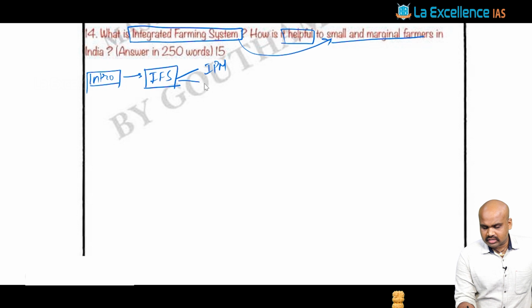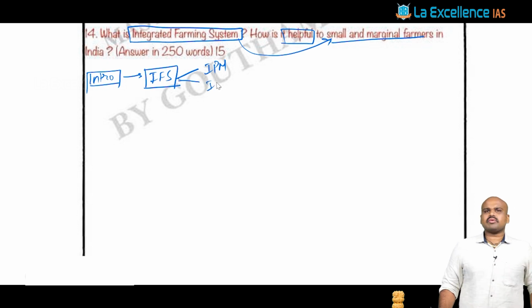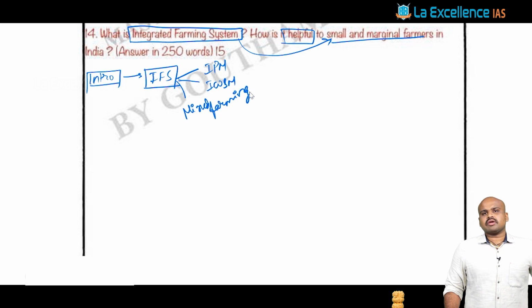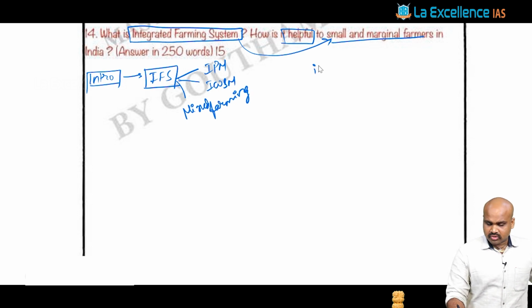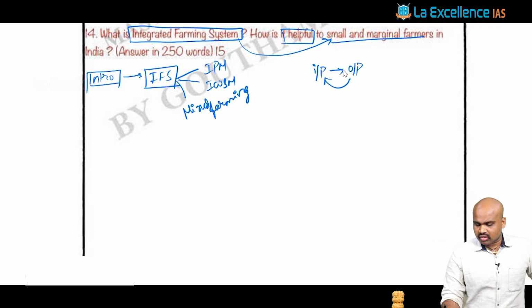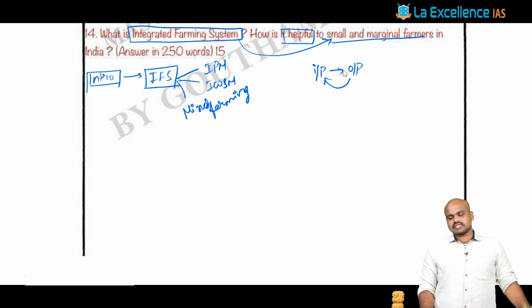We talk about what is integrated farming system. When you talk about what is integrated farming system, please understand it includes integrated pest management. It includes not only integrated pest management, but also integrated watershed management. Not only that, it also talks about the components of mixed farming. That means in this aspect of integrated farming system, we are taking all the inputs and all the outputs, and there is a cyclical relation existing in this context of integrated farming system.